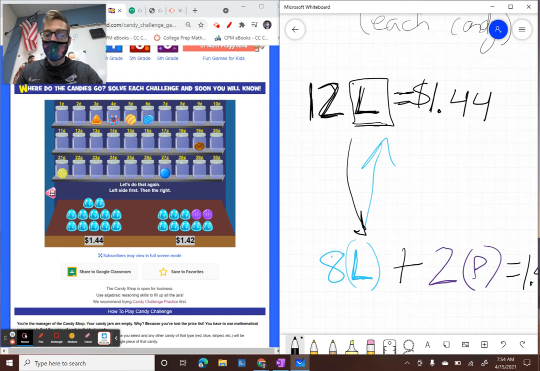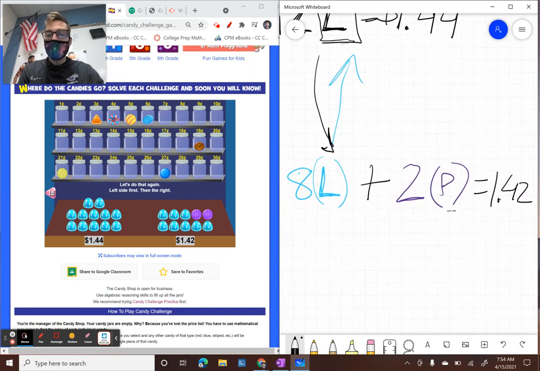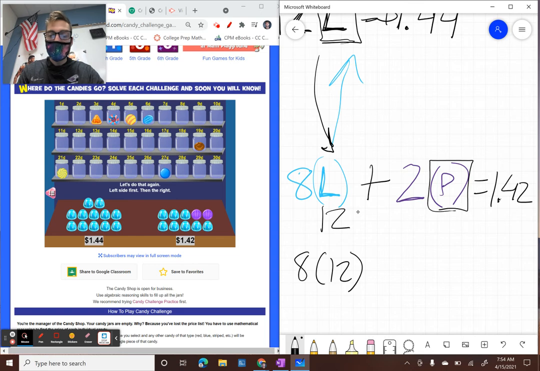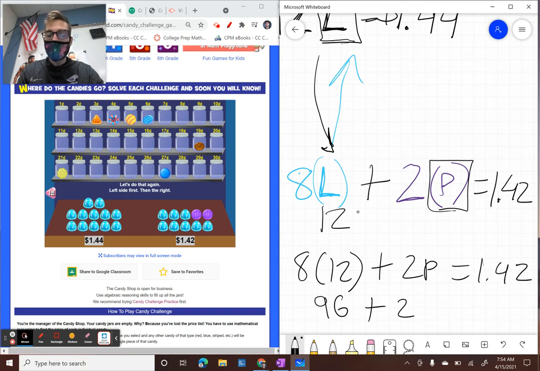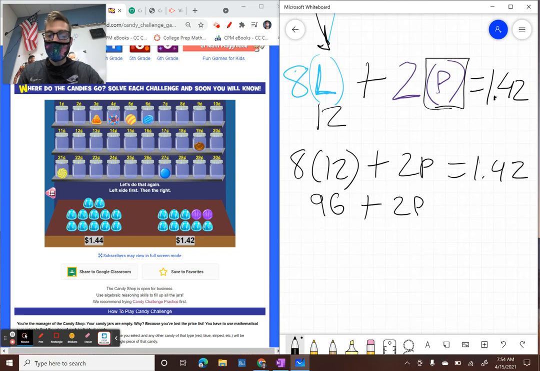So once I figure out what L is up here by isolating the variable, I can plug in L down here in this equation to figure out what the missing variable P is. All right, because if, let's say, this L here is 12, then I can do 8 times 12 to get 96, plus 2P equals 142. And so here, to get 2P by itself, you could subtract 96 from both sides. That's your first step.